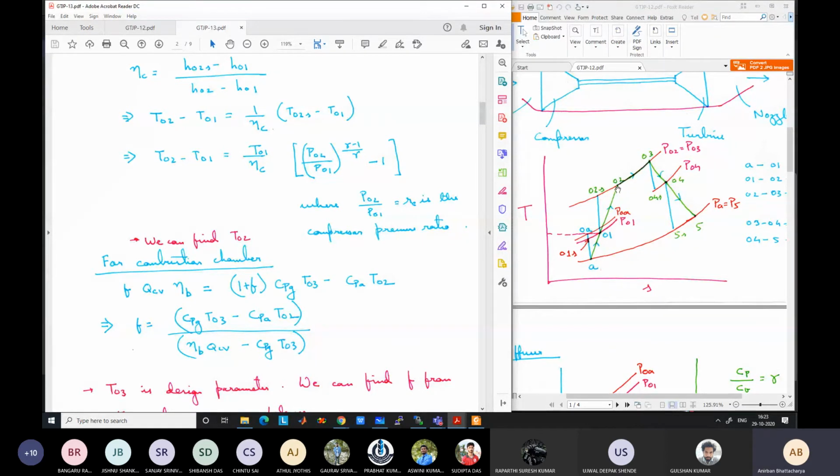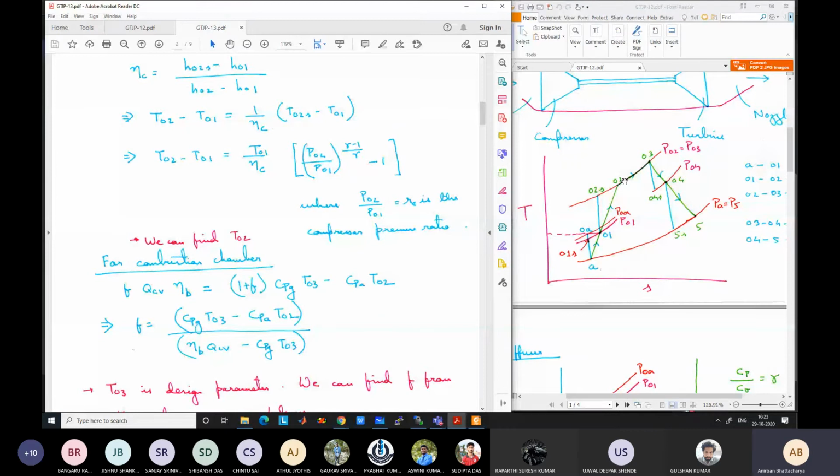What is the inlet energy? Here the mass flow rate is equal to 1 because fuel has not yet been added. So the energy in the fuel we are ignoring, energy meaning the sensible enthalpy. In the liquid fuel, because it's a very small amount, we ignore it, and only the sensible enthalpy in the air we are considering. So 1 into Cp of air into T02. This is the change of energy that has occurred per unit mass flow rate of air.